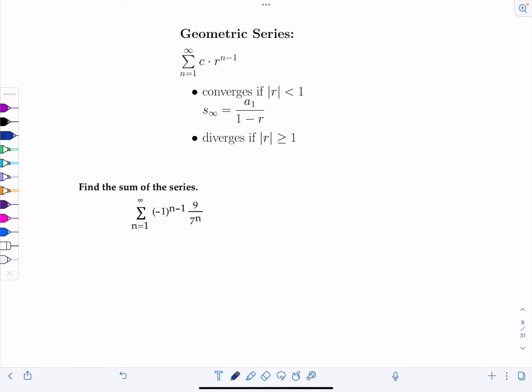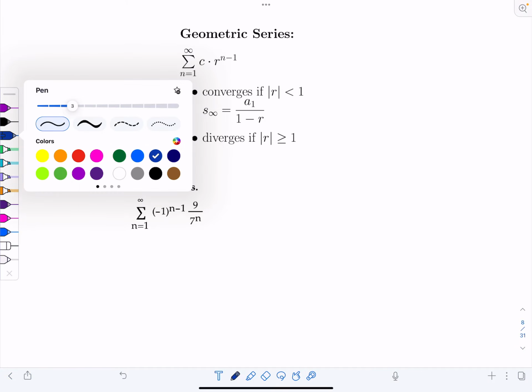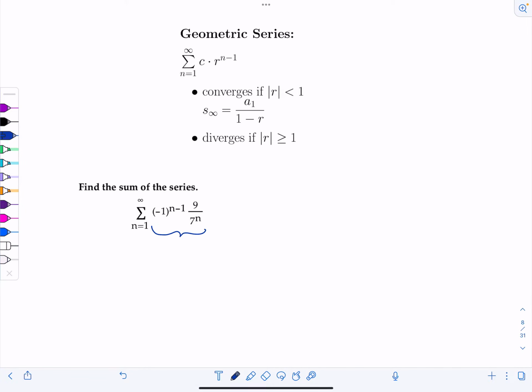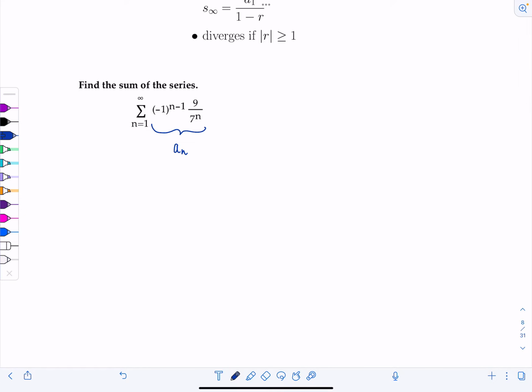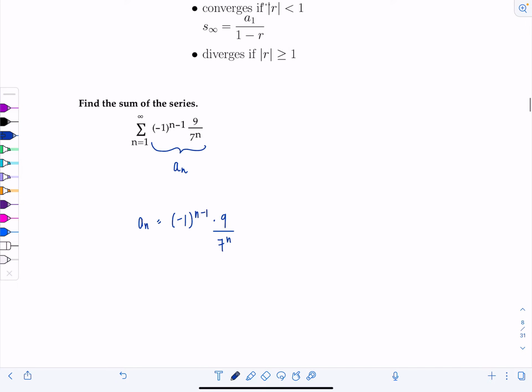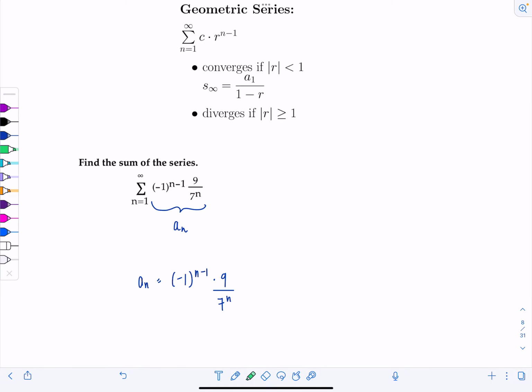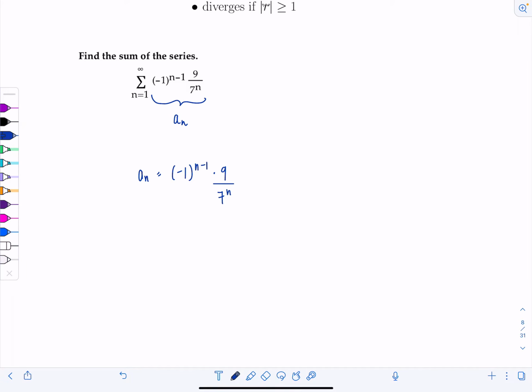So here it says find the sum of the series. I can tell it's geometric. It doesn't look like it's going to be telescoping, and it's definitely not a Maclaurin series. So this is a_n right here. I want to figure out what r is, but oh me, oh my, it looks like a hot mess. So let's clean things up. a_n is negative 1 to the n minus 1 times 9 over 7 to the n. Just keep in mind here, r is everything that's being raised to the n. It doesn't have to have a minus 1 in it, okay, whatever. So let's see if we can identify everything that's being raised to the nth power.